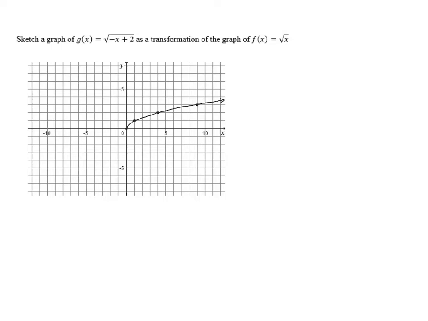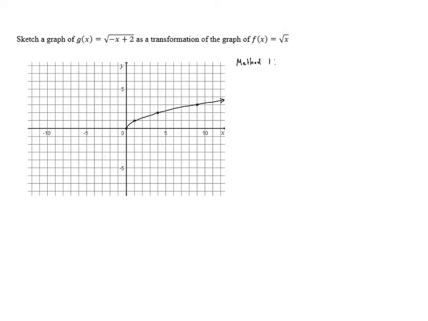Sketch a graph of g of x equals the square root of the opposite of x plus 2 as a transformation of the graph of f of x equals the square root of x. There's actually two ways that we can go about this problem where we have these two horizontal transformations that we need to make, because there's two things going on inside the radical. I want to show you both of them so that you can see how they work and understand how we have to be very careful with these problems. So let's go with method 1.